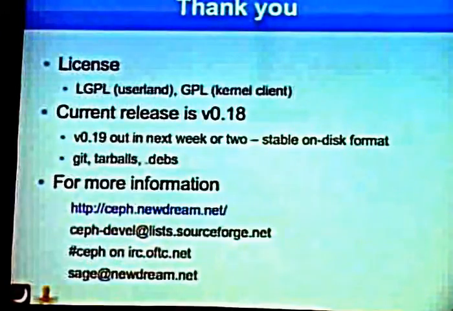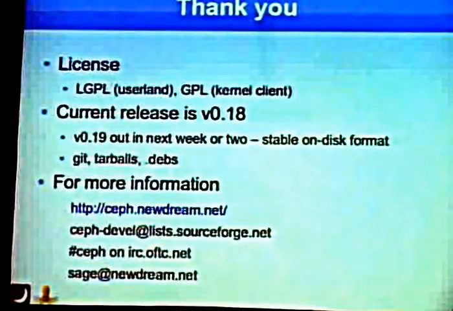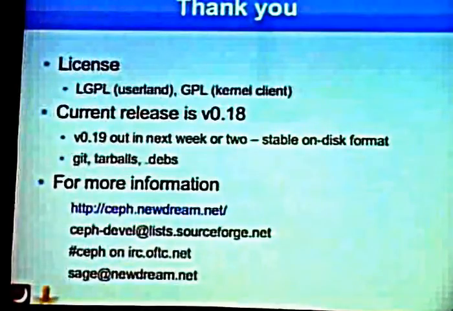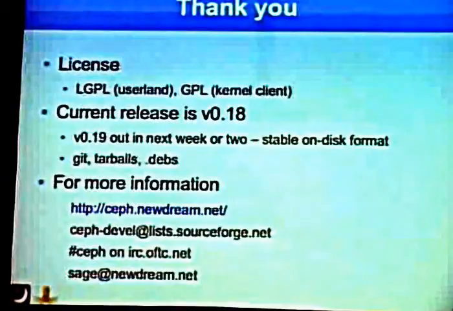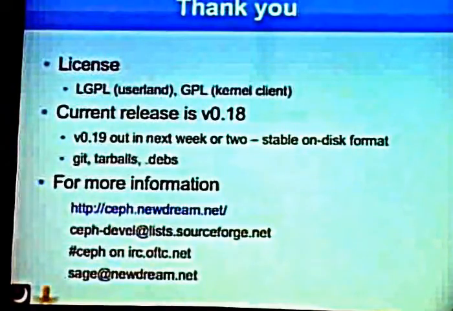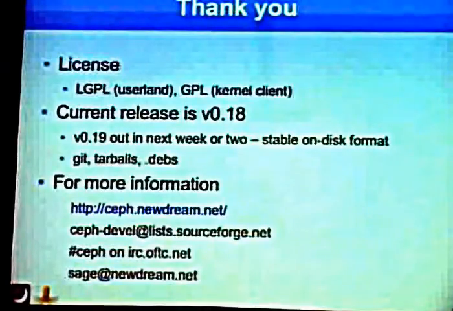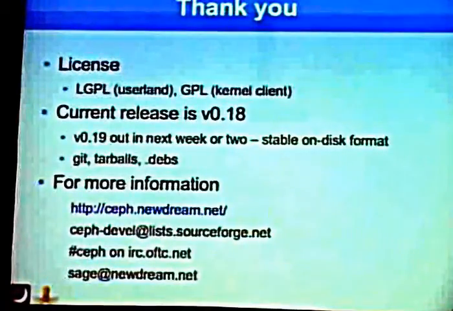Current release is .18. .19 should be out in the next week or two, supporting a stable on-disk format. You can get the source code from Git, tarballs. We build Debian packages. Might be getting RPM soon. And for more information, you can talk to me while I'm here or check out the website and so forth.